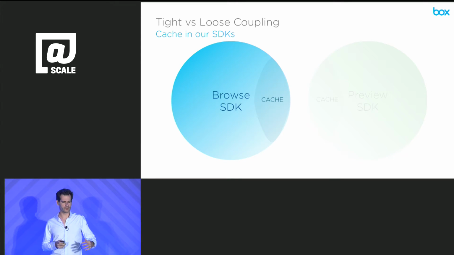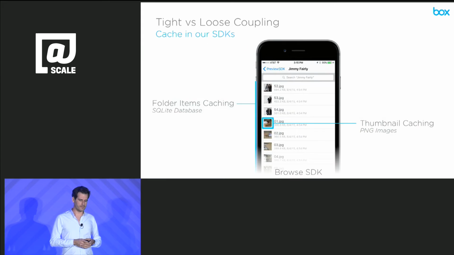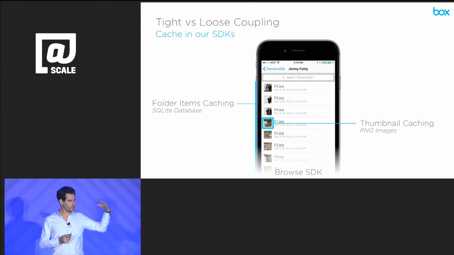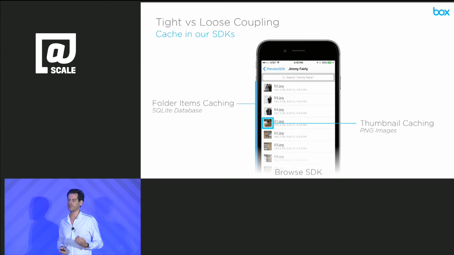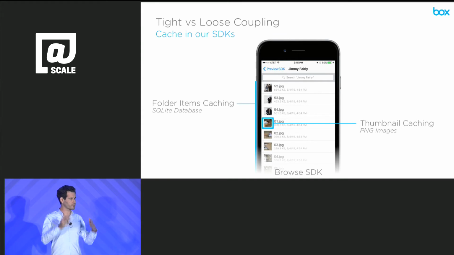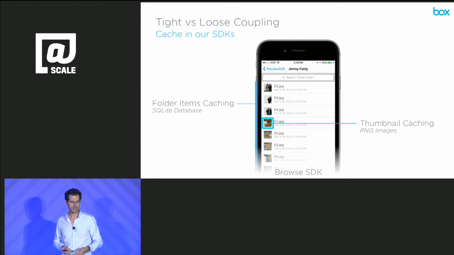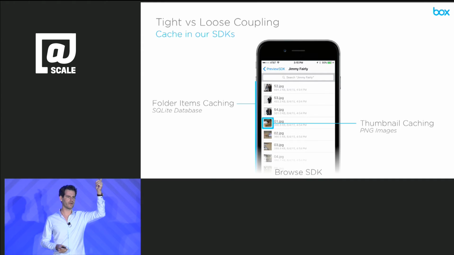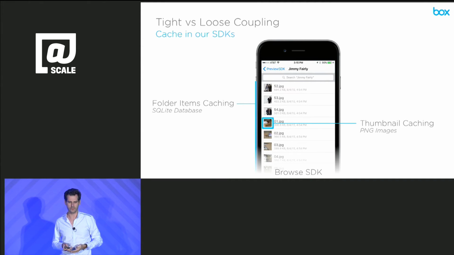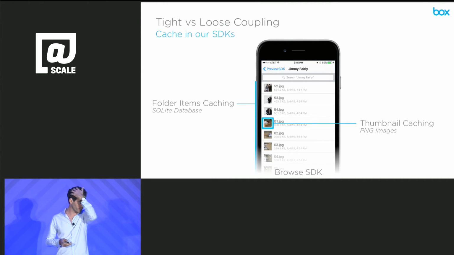So let's start with the browse SDK. The browse SDK allows you to navigate through a folder hierarchy. And to make the experience snappier, there are two different levels of caching. First, we are caching the folder content in a dedicated database. And we are also caching the thumbnail of each file that you are seeing so that it can render faster when you look at a folder.